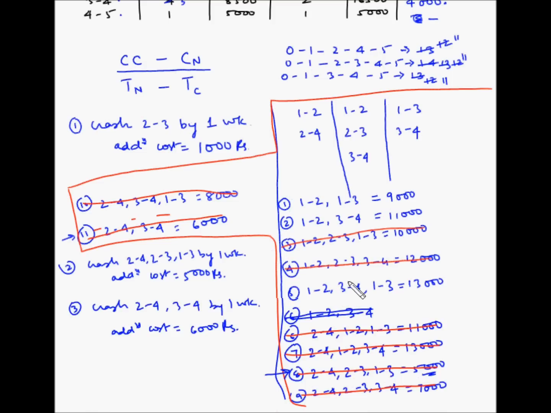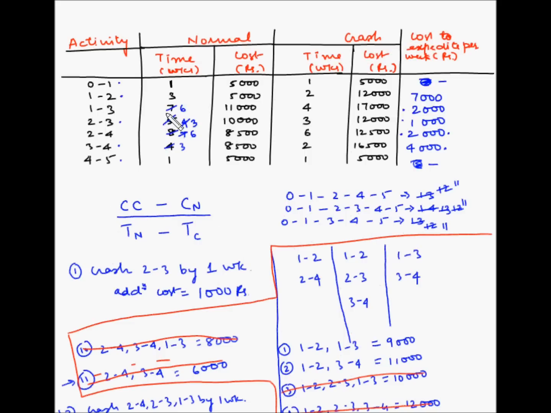So let's continue our analysis. So let's find out which is the lowest cost combination. So out of these three, the first one, which is 12 13, is the lowest. So let's find out if we can crash these two. So 12 is this one and 13 is this one. So 12 can be crashed by 1 week and 13 can be crashed by 2 weeks. So let's crash these two by 1 week each.